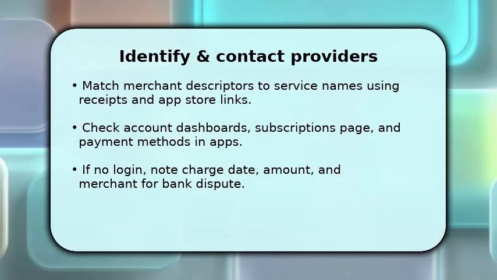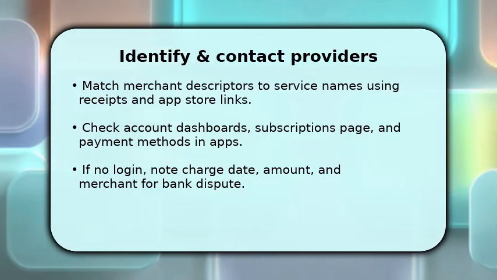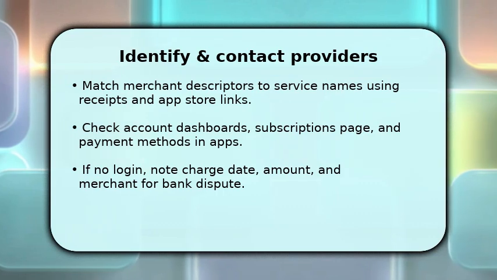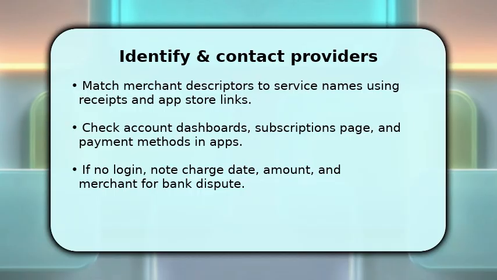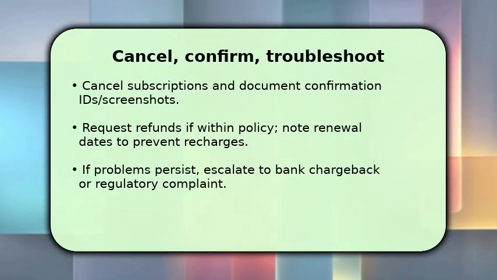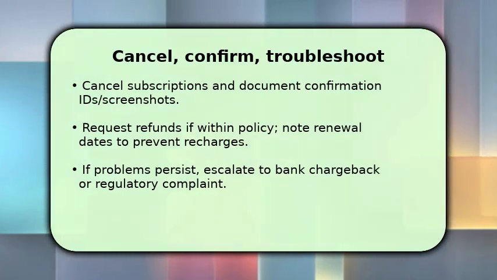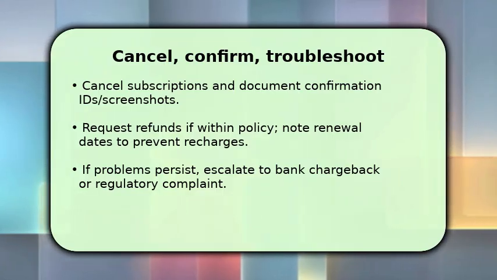If you cannot access an account, gather charge details for your bank, date, amount, merchant descriptor, and request a provisional chargeback while you investigate. Finish by canceling and confirming every identified subscription. Take screenshots and copy confirmation numbers.